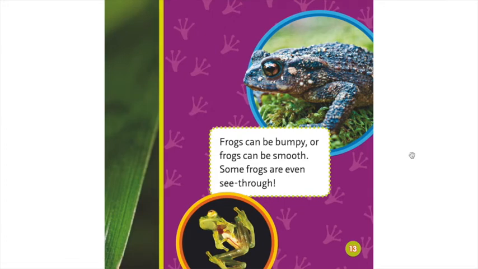Frogs can be bumpy or frogs can be smooth. Some frogs are even see-through. Here's a bumpy frog, and this frog is see-through.